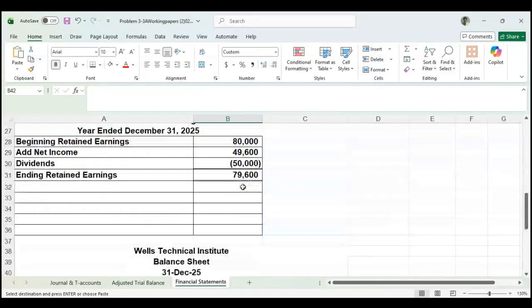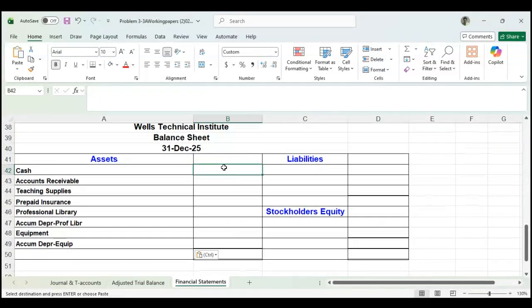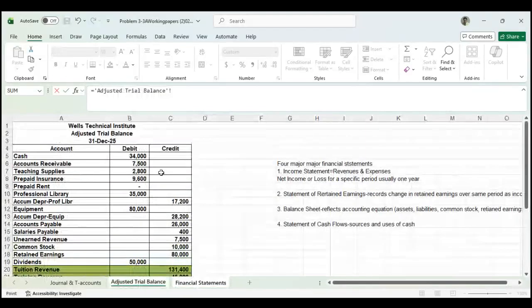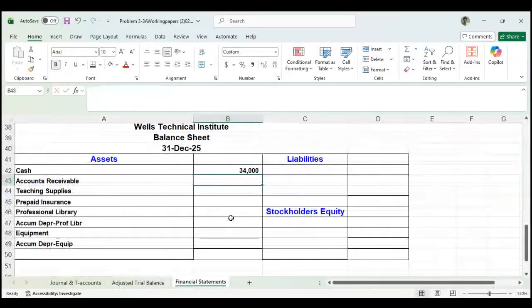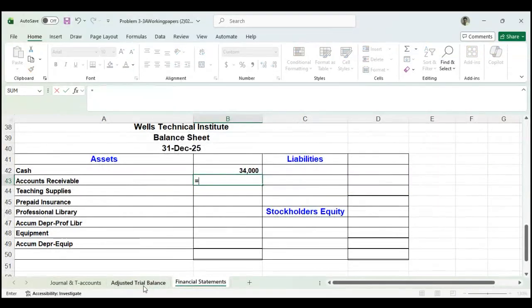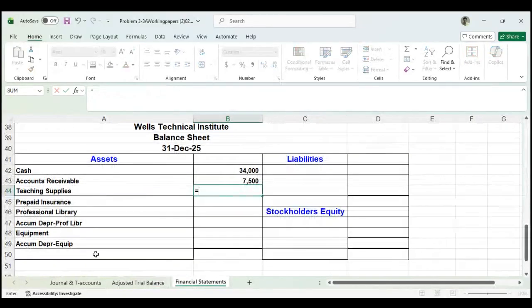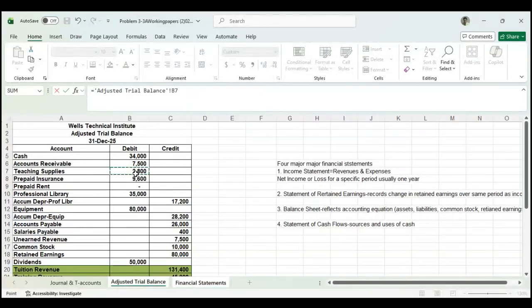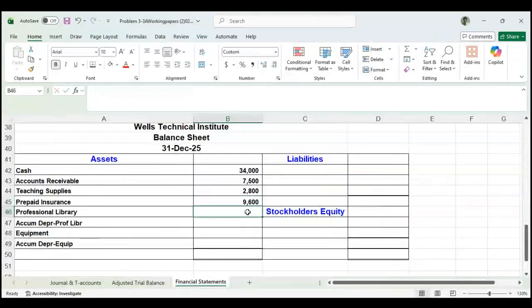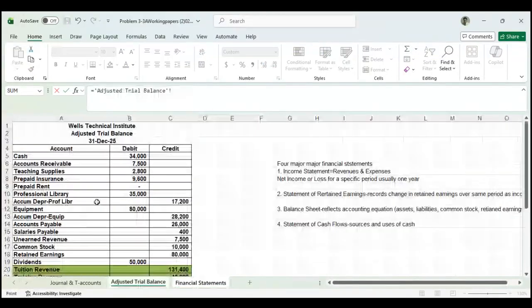So for cash, we can do the same thing we've done before. Go up and get our cash number, and we can adjust the font after. Accounts receivable. We can get our teaching supplies, our prepaid insurance, our professional library.